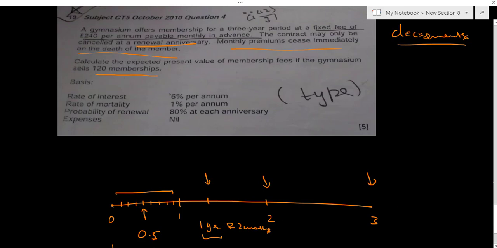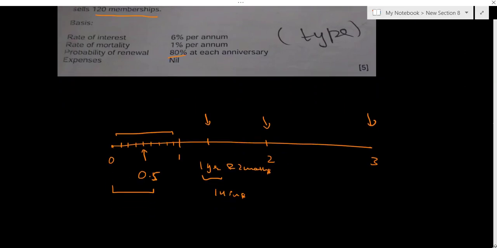They have given us the rate of interest as 6% per annum, and the rate of mortality is 1% per annum. So there is a mortality of 1% per annum, and the probability of renewal is 80%. So 20% of the policies will cancel each year, and there are a total of 120 memberships. We need the EPV of the payments.